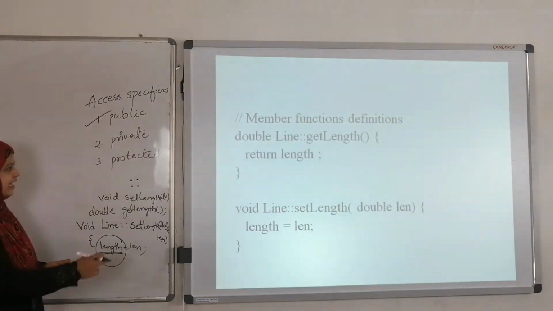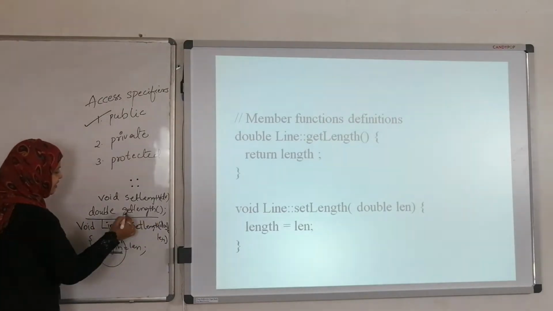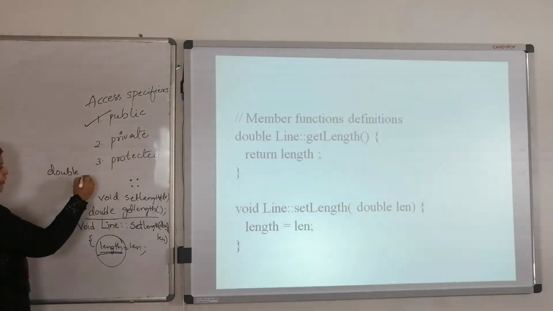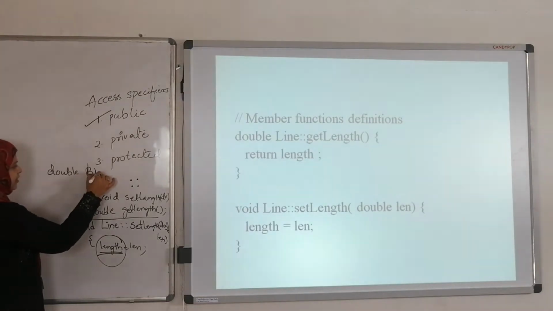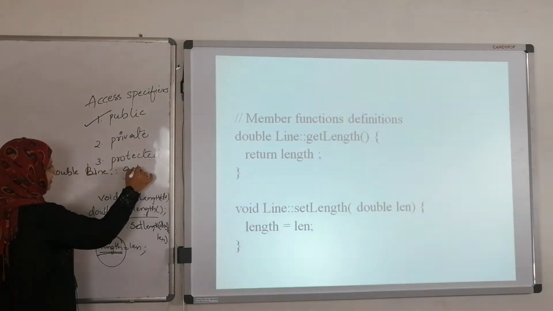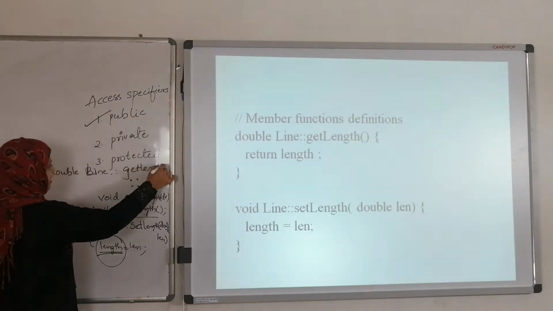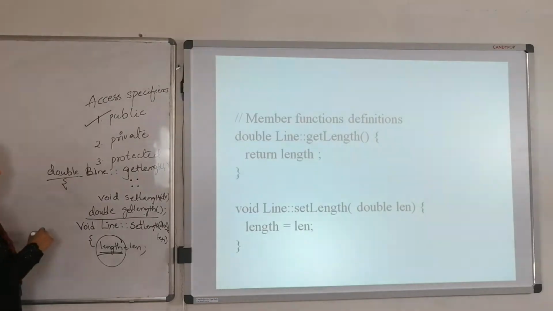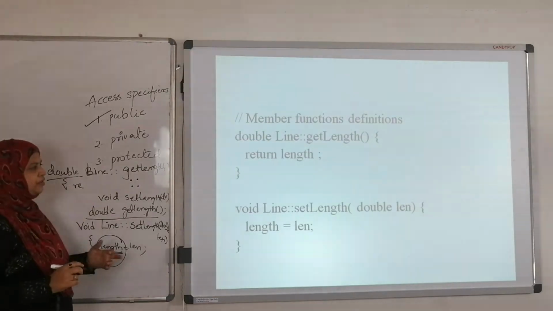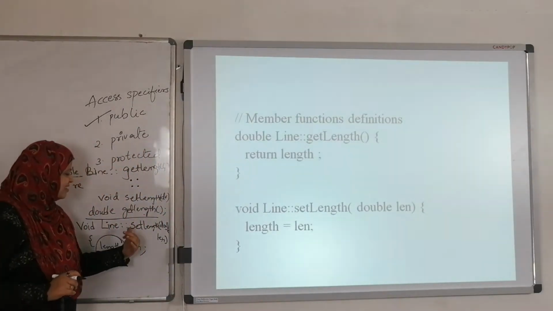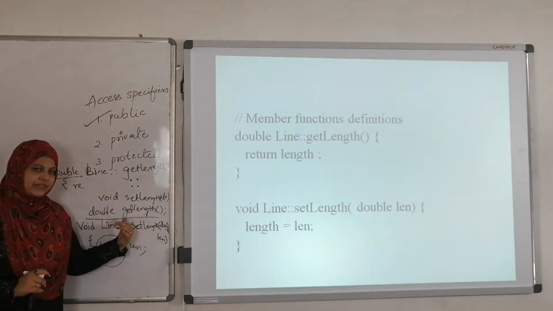See here, now double get length. What is the return type? Double, right? Followed by the class name Line, then the scope resolution operator, then the function name get length. Here double is the data type, and we are returning the value. That's the reason we are going to write return length. Two functions are declared in the class Line.